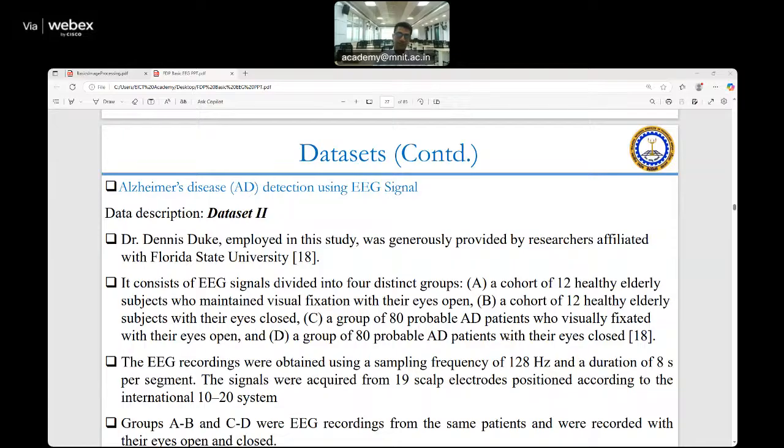Another data set, data set 2. In this, we see Dr. Daniel, again the same person. It consists of EEG signals. Here in group A, a cohort of 12 healthy elderly subjects who maintained visual fixation with their eyes open. In group B, a cohort of 12 healthy elderly with their eyes closed. Group C, a group of 80 probable Alzheimer disease patients visually fixated with their eyes open. And in group D, a group of 80 probable Alzheimer disease patients with their eyes closed.